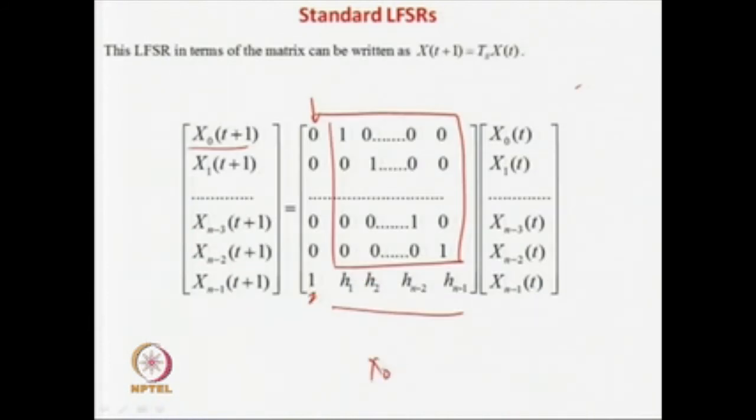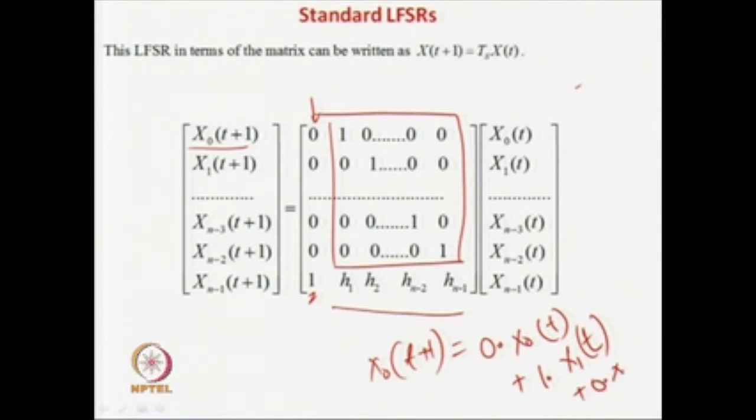So now what is the value of x0 at t plus 1? You can easily see that it is equal to 0 into x0 of t, plus this one with this one, that is 1 into x1 of t, plus 0 into x2 of t and so on, all will be 0. All these things will be eliminated and you will have only x0 at t plus 1 equal to x1 of t, that is what is required. These things are eliminated because of these zeros.